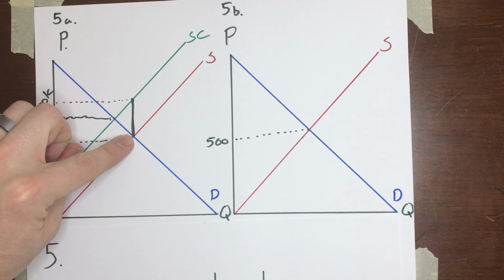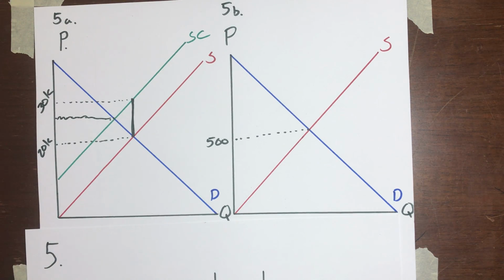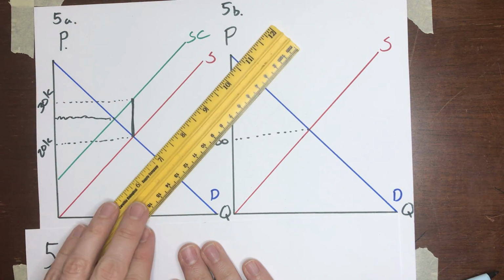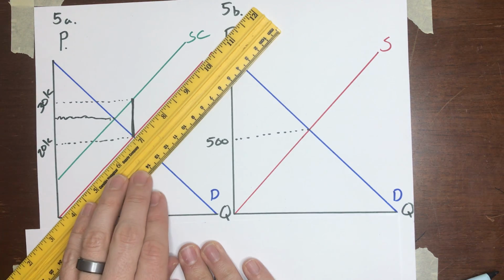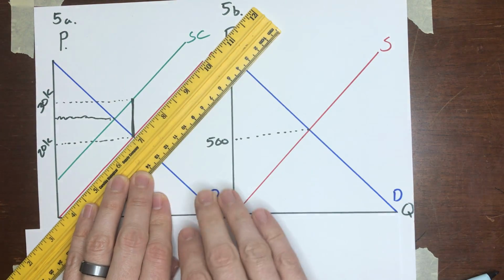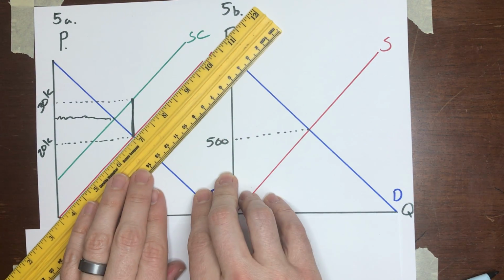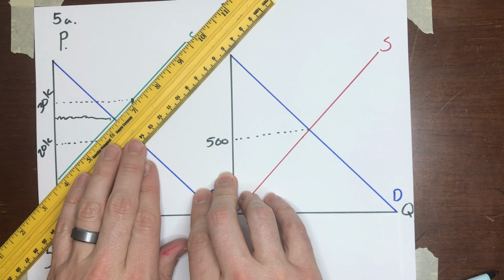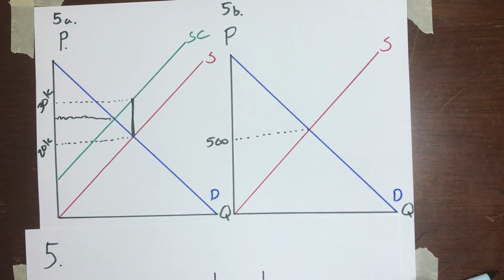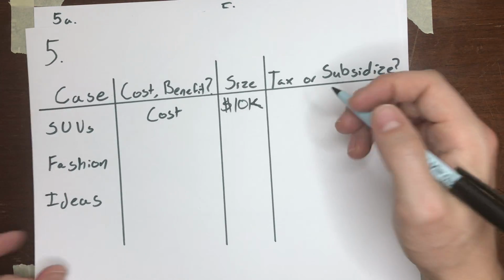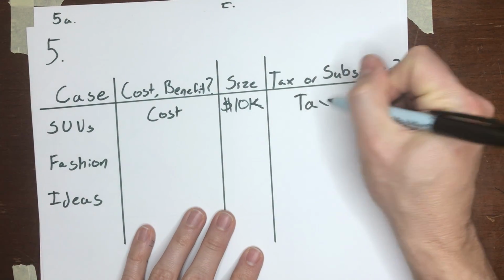And given what we know about externalities, should we tax or subsidize? Well, when you have a negative externality, you want to discourage production, so you want to tax this market. In fact, you want to tax it by the $10,000 per unit. That would take this supply curve and shift it up so that it's exactly overlapping the social cost curve. So for SUVs, we would want to tax them.